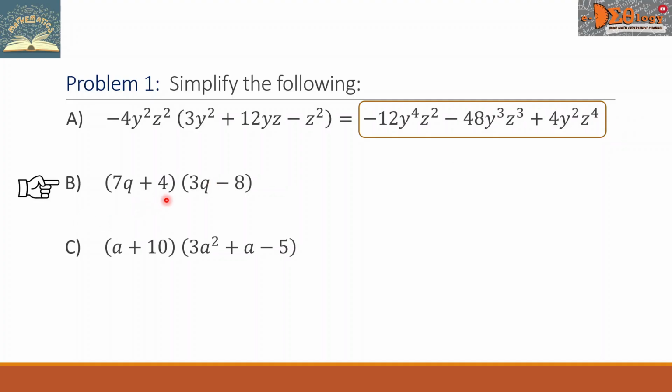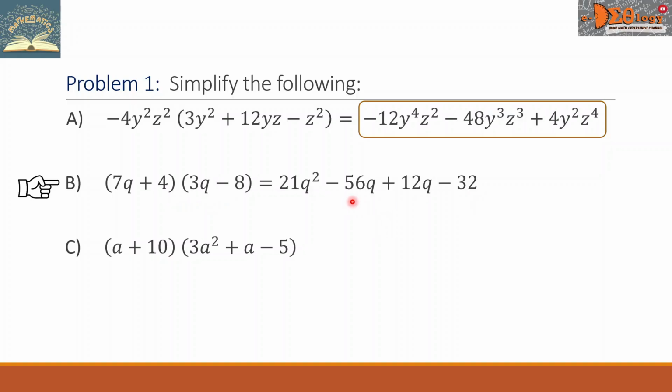Problem B, we have a binomial multiplied by another binomial. We're going to take the first term of this group multiplied to the terms of the other group. Let's begin with 7q times 3q. We have 21q squared. Then 7q times negative 8, we have negative 56q. Then we take the number 4 multiplied to the terms of the other group. So 4 times 3q, we have positive 12q. Then 4 times negative 8, we have negative 32.